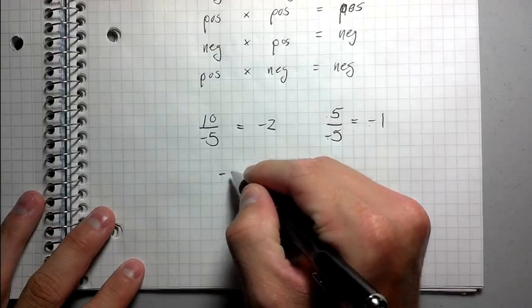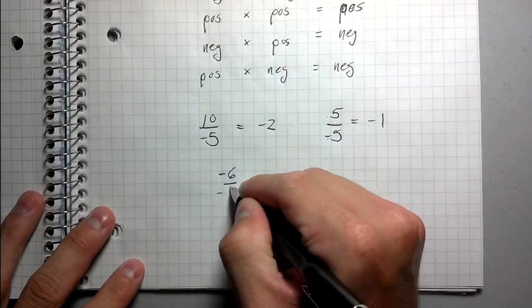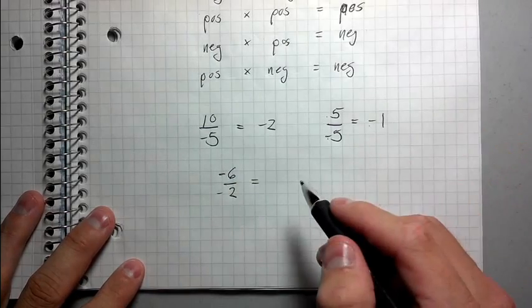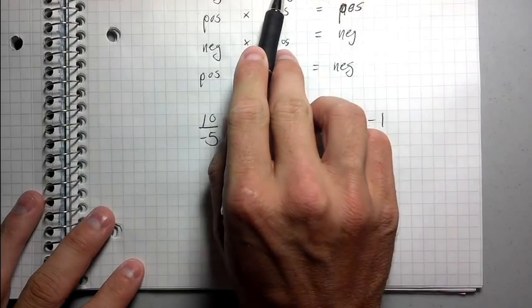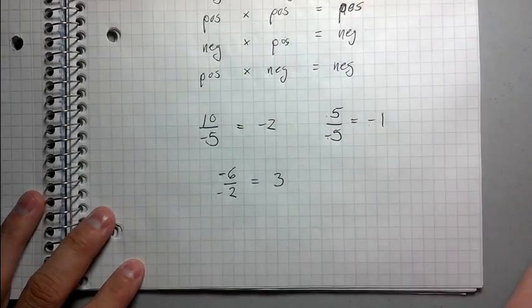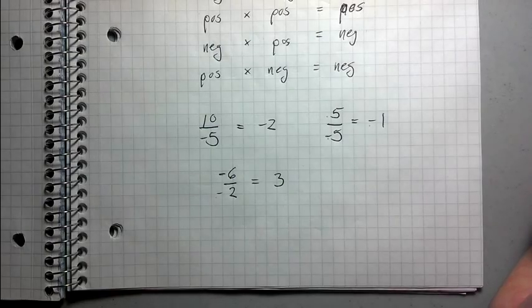Okay, how about this? What if I had a negative 6 over negative 2? What is this? Look at this. Negative and negative make positive. So this is 3. And you can play around all day.